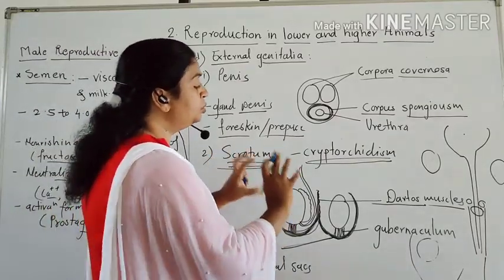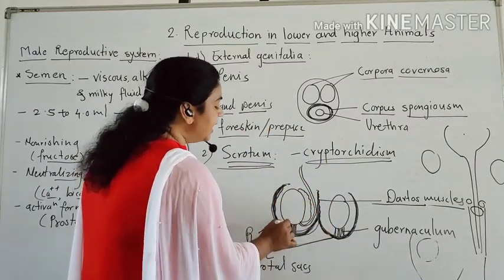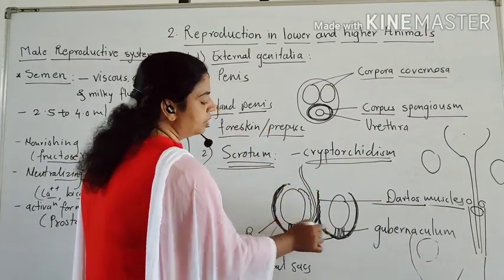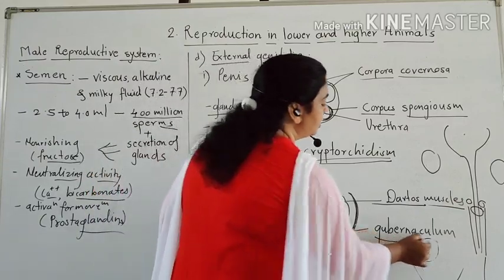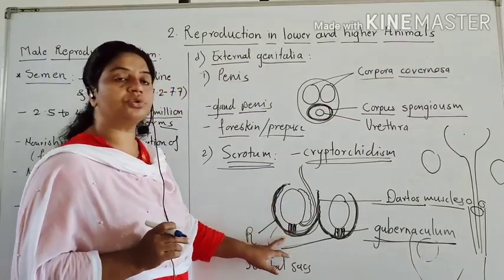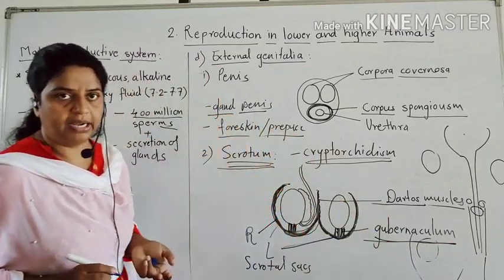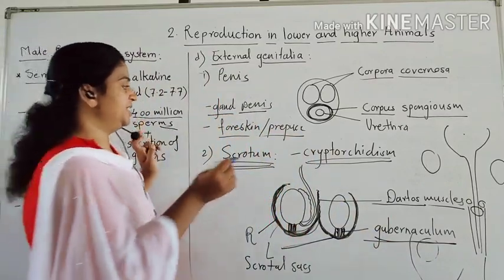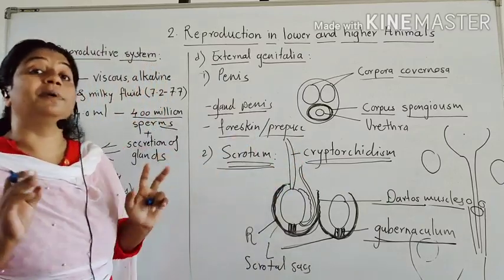These two testes are suspended in the scrotal sac and attached at one point to the scrotal sac with the help of ligaments called gubernaculum. Testes are attached to the scrotal sac with the help of this ligament called gubernaculum, as well as attached to the dorsal body wall with the help of the spermatic cord.